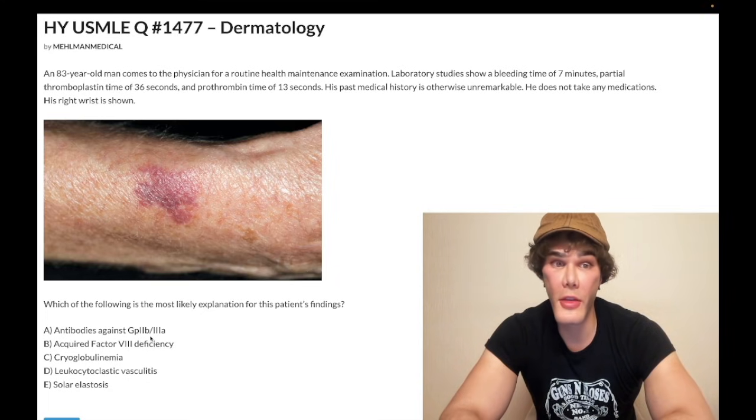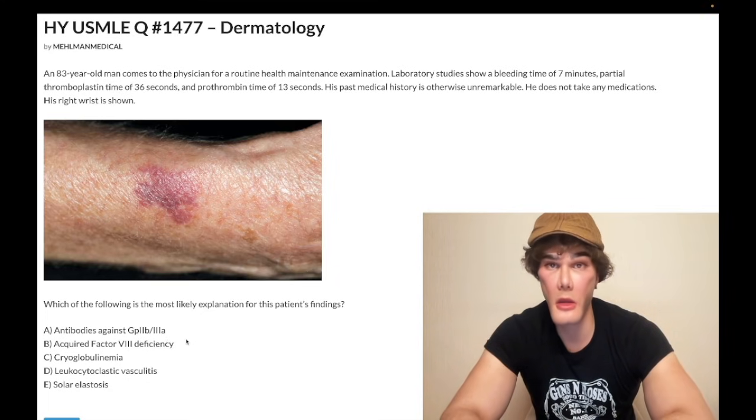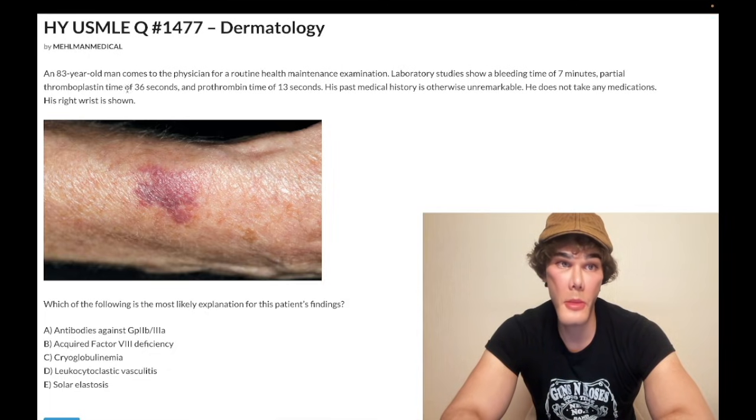Choice B, acquired factor VIII deficiency. Wrong answer. So this can be seen idiopathically in patients over the age of 60 who are male. However, you would have an isolated increase in PTT, and our PTT is normal here. Okay, it can sometimes be seen in postpartum women. So the formation of antibodies against factor VIII.